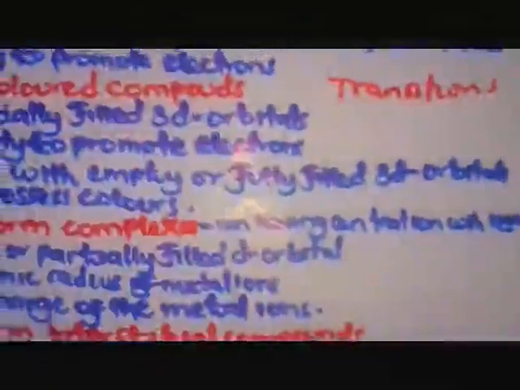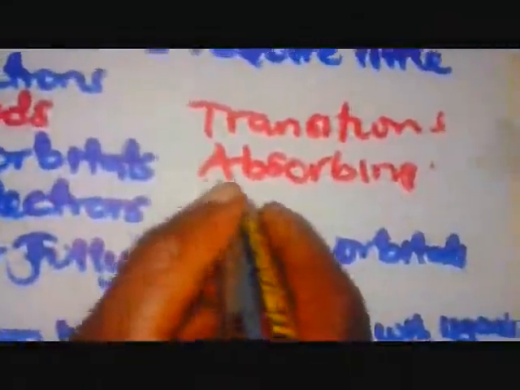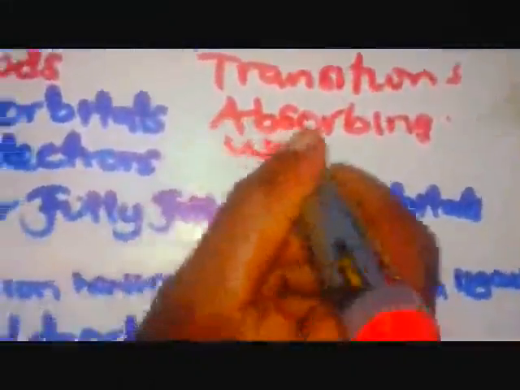How can they promote electrons? They promote electrons by absorbing energy. Where are they absorbing energy from? They are absorbing energy from the sun, which energy is having different wavelengths. Now, when they absorb the light, some of the light is reflected. Now, the light which is absorbed by the atom or the ion of a transitional element, not all of the light remains there. Some light is what? Reflected.